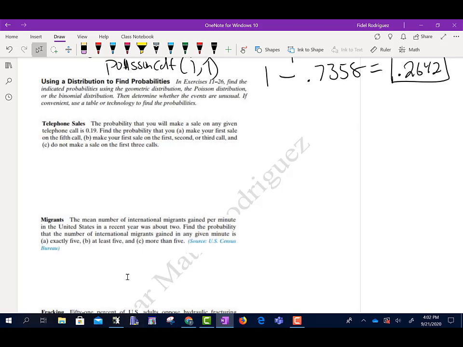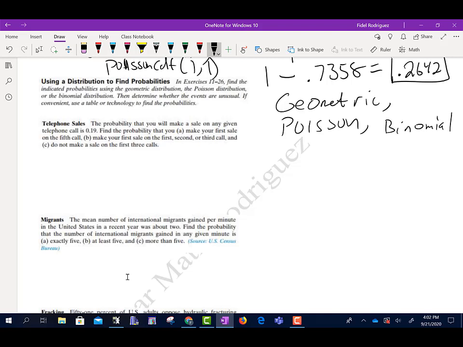Okay, so it says the probability that you'll make a sale on any given telephone call is 0.19. Find the probability that you're going to make your sale on the 5th call. Let's just do that part first. So now, what I got to figure out is, is this going to be geometric, Poisson, or binomial? It's going to be one of these three. Look what it's telling me. We're going to make our sale on the 5th call.